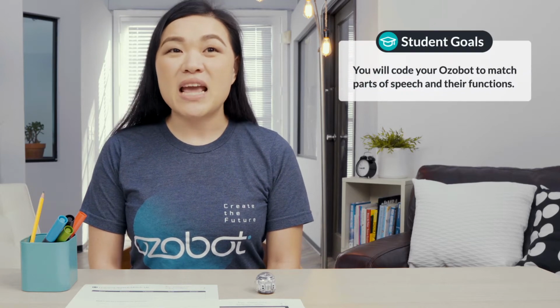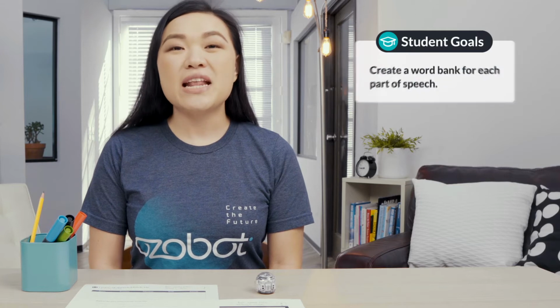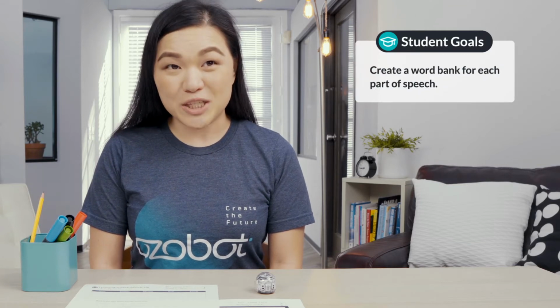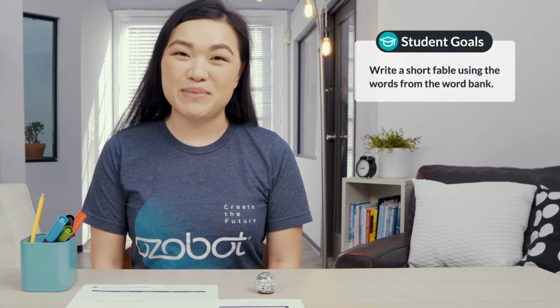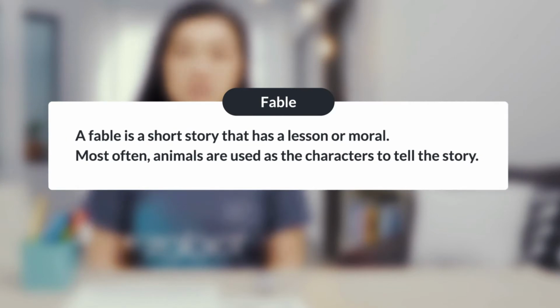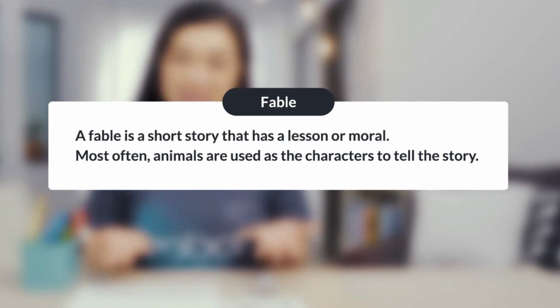In today's lesson, you will code your Ozobot to match the parts of speech and their functions, create a word bank for each part of speech, and write a short fable using the words from the word bank. Just a quick review. A fable is a short story that has a lesson or a moral. Most often, animals are used as characters in the story.